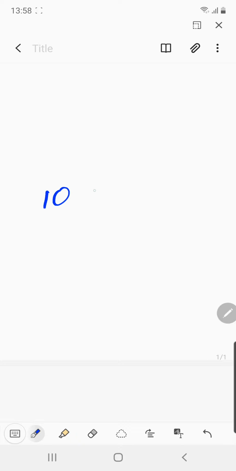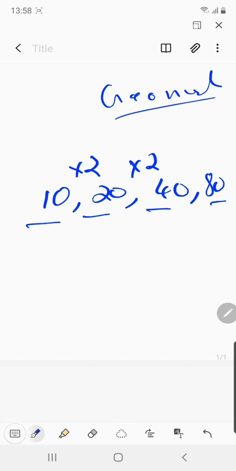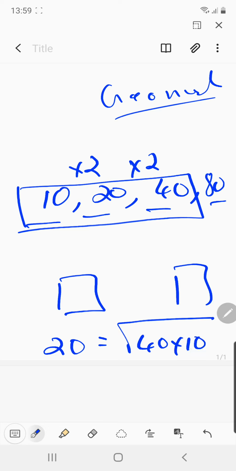Say we'll start with, say, 10. And then you multiply this with 2, it becomes 20. Multiply 2, it becomes 40, and so on. So this is a geometric sequence. Let's focus on geometric. The idea with three numbers, let's just say the first three here, is that 20 is equal to square root of 40 times 10. So 20 is the geometric mean of 10 and 40.